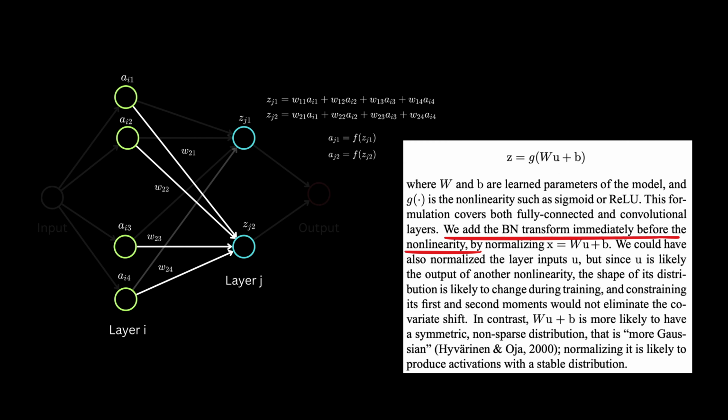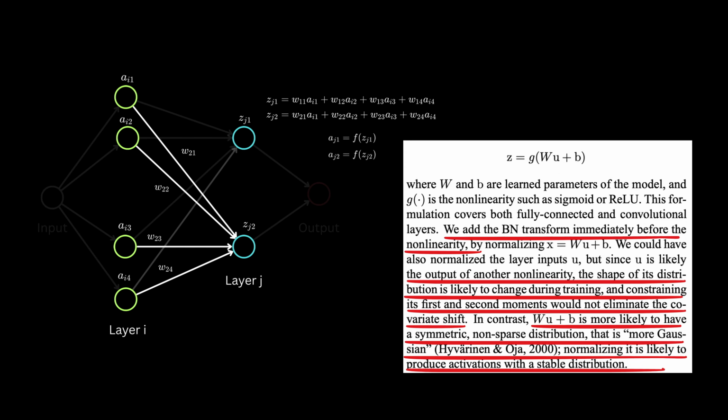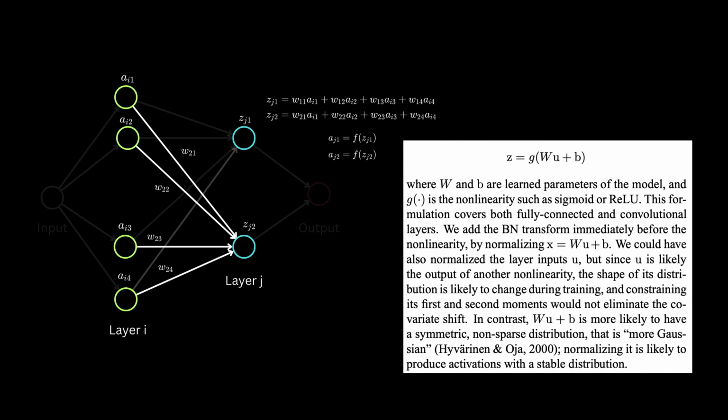They reason that the pre-activation values computed using W transpose X would be more Gaussian, unlike the distribution of values obtained after non-linearity. So constraining the moments of the W transpose X distribution is more likely to eliminate covariate shift. Furthermore, standardizing pre-activation values also means that your activation function, at least a non-ReLU activation function, gets a nice range of values as input, so nice gradients.